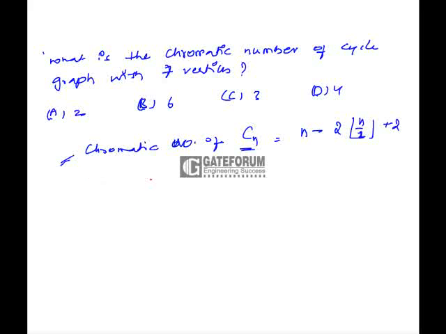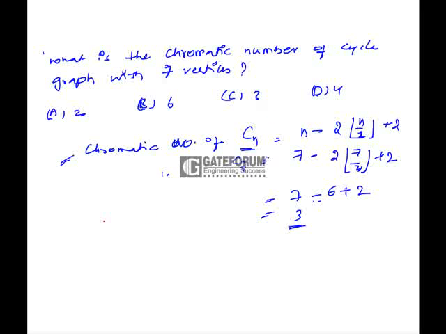So here we have to find the chromatic number of Cn, where n is 7. 7 minus 2 into the floor of 7 by 2, plus 2. 7 by 2 is 3.5, and the floor of 3.5 is 3. So 2 into 3 is 6, 7 minus 6 is 1, plus 2 is 3. So the chromatic number of a cycle graph with 7 vertices is 3.